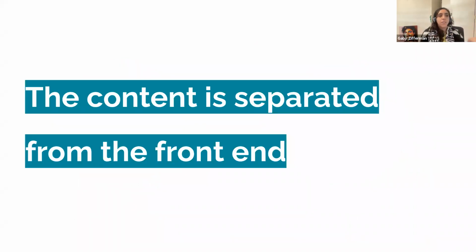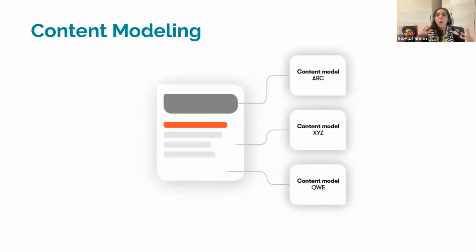So the content is separated from the front end, and then you have to start thinking about how you're going to build this content. Some good tools are like opening your designs, the mockups, and start thinking, okay, what components do we have in these mockups? Okay, so then this can be a model. But the model has no relationship with the actual design. So they're two separate things.